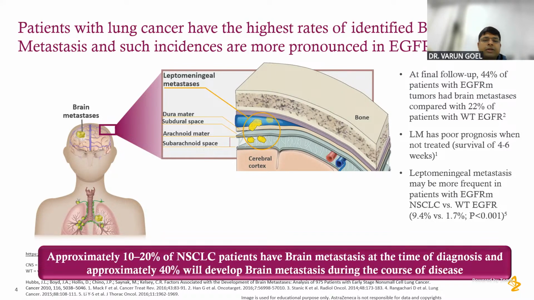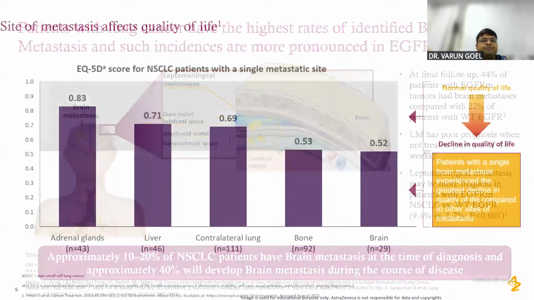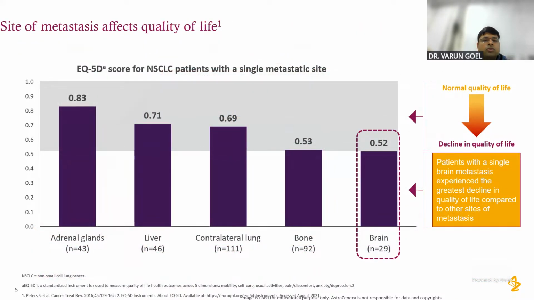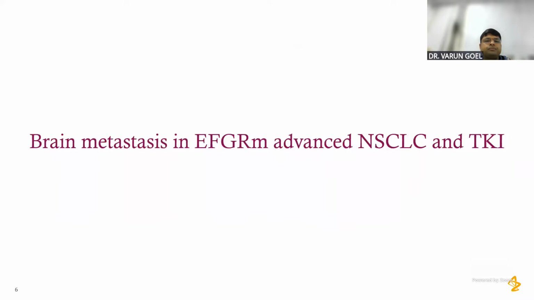Approximately 10 to 20% of NSCLC patients have brain mets at the time of diagnosis, and approximately 40% of patients will develop brain mets during the course of the treatment. So, in a metastatic lung cancer patient, brain mets happen in a significant number of patients. Other sites of metastasis are bone, contralateral lung, liver, and adrenal gland. But brain mets is one of the common sites, associated with a decline in quality of life. Patients with a single brain met experience the greatest decline in quality of life compared to other site mets.